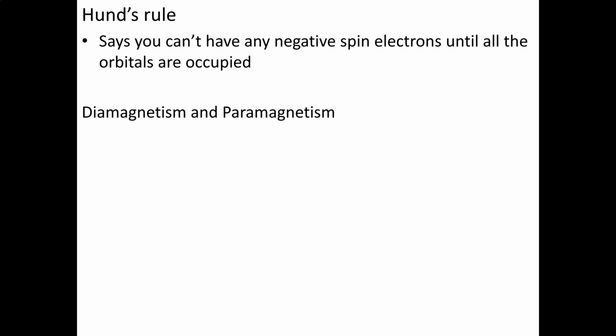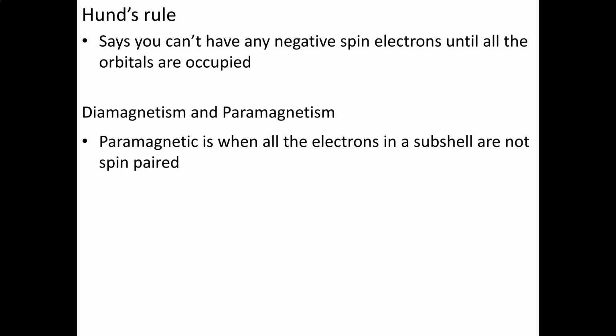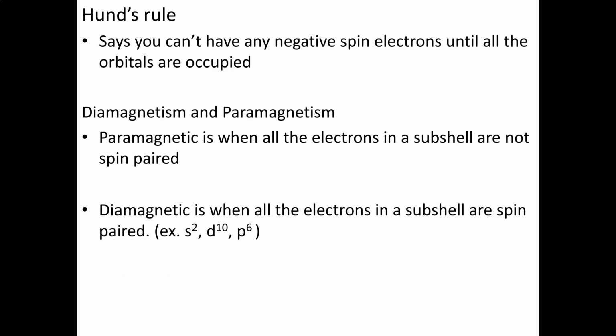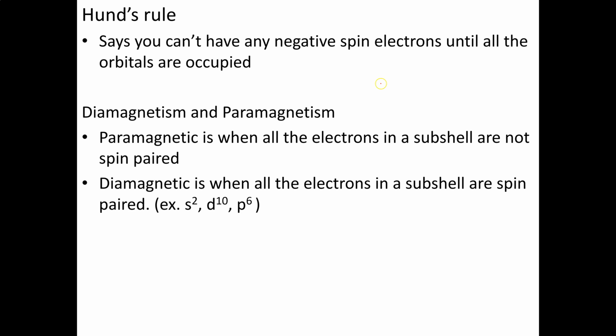All right, diamagnetism and paramagnetism. This is basically telling you something's magnetic. So diamagnetic basically means that all the electrons are spin paired. So you're probably like, what the heck does that all mean? Well, spin paired means that, let's say this is P. All these are not all spin paired. So this would not be a spin paired atom. What I mean by that is that not all the electrons are spin paired.